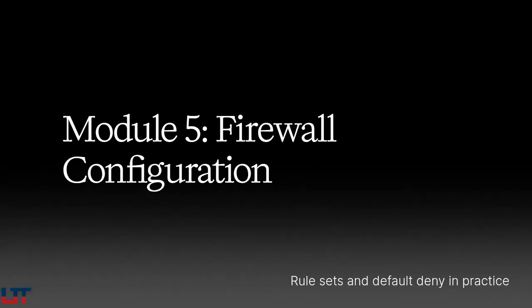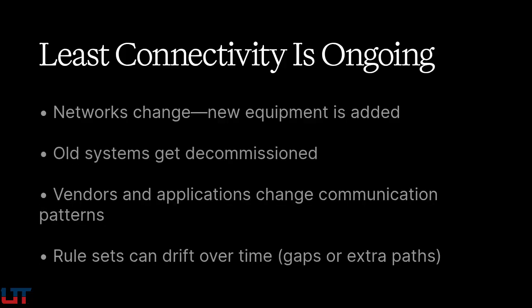Module 5 covers firewall configuration in depth, including how to structure rule sets and what a default deny posture looks like in practice. Least connectivity isn't a one-time configuration exercise, it's an ongoing practice. Networks change, new equipment gets added, old equipment gets decommissioned, vendors change, applications get updated, and their communication patterns change. A firewall rule set that accurately reflected least connectivity at system commissioning may have significant gaps or extra paths 2 years later.